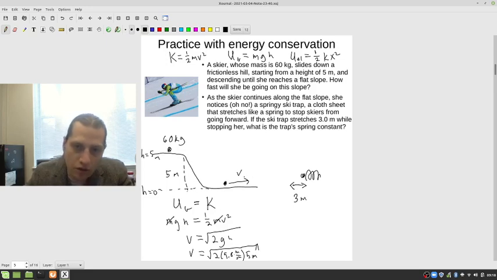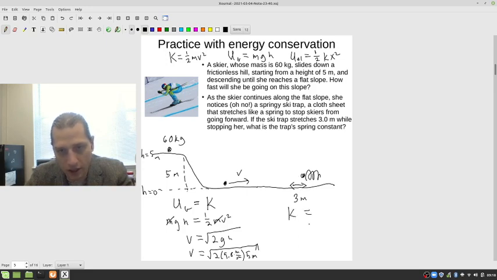And how would I do this problem? Well, at the end of the story, she is not moving. She doesn't have any gravitational potential energy anymore. So all of that kinetic energy has been transferred into elastic potential energy.